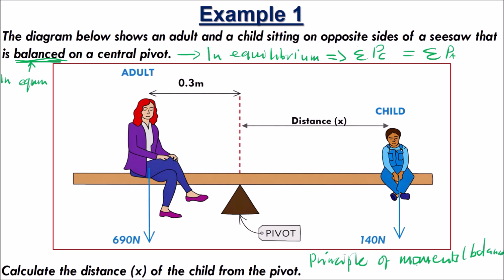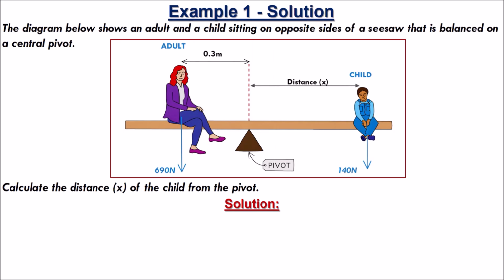Very important. So let's solve this problem. The diagram below shows an adult and a child sitting on opposite sides of a seesaw that is balanced on a central pivot. Calculate the distance x of the child from the pivot.